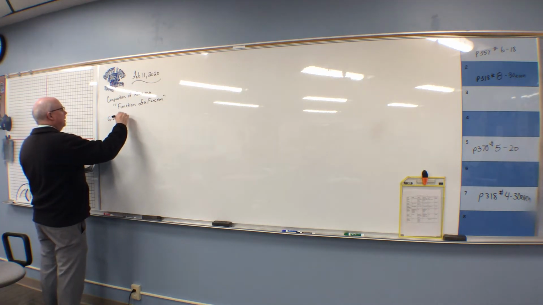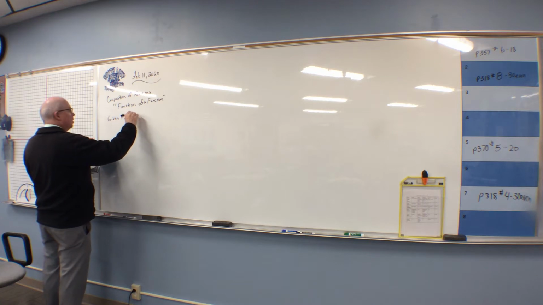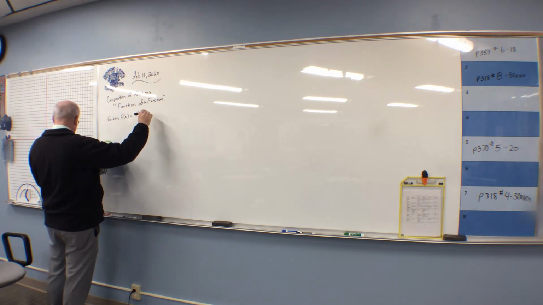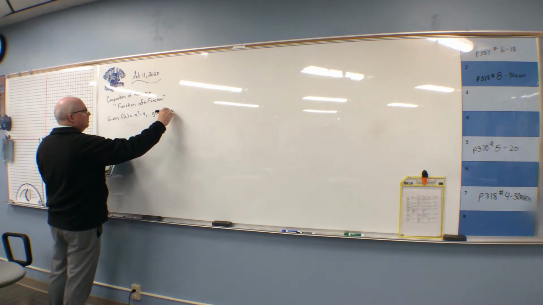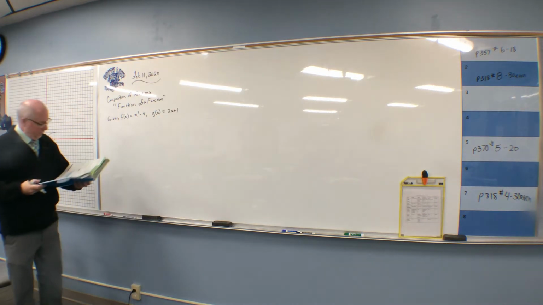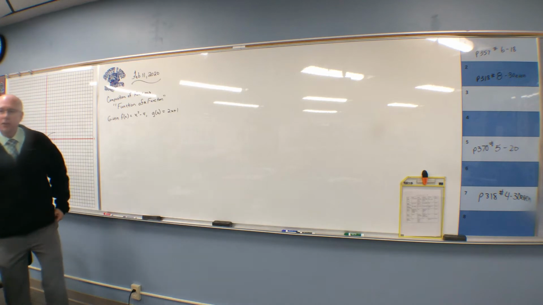Let's say that we're given f of x equals x squared minus 4, g of x equals 2x plus 1. Okay? A function of a function looks like this.